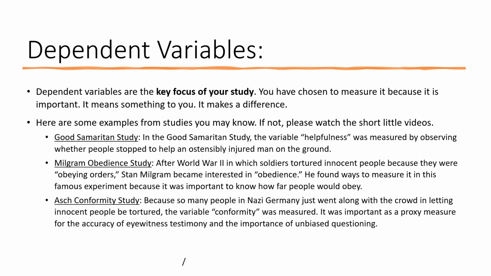The Asch conformity study, because so many people in Nazi Germany, like the neighbors, the people just living in the towns and cities, just went along with it. They went along with their neighbors and friends in letting innocent people be tortured right in front of them, or their neighbors be taken away. And so Asch got interested in conformity. To what extent and when do we just go along with the crowd? How far do we go? And so here again, these are just examples of dependent variables and why they were important. Helpfulness, obedience, conformity.